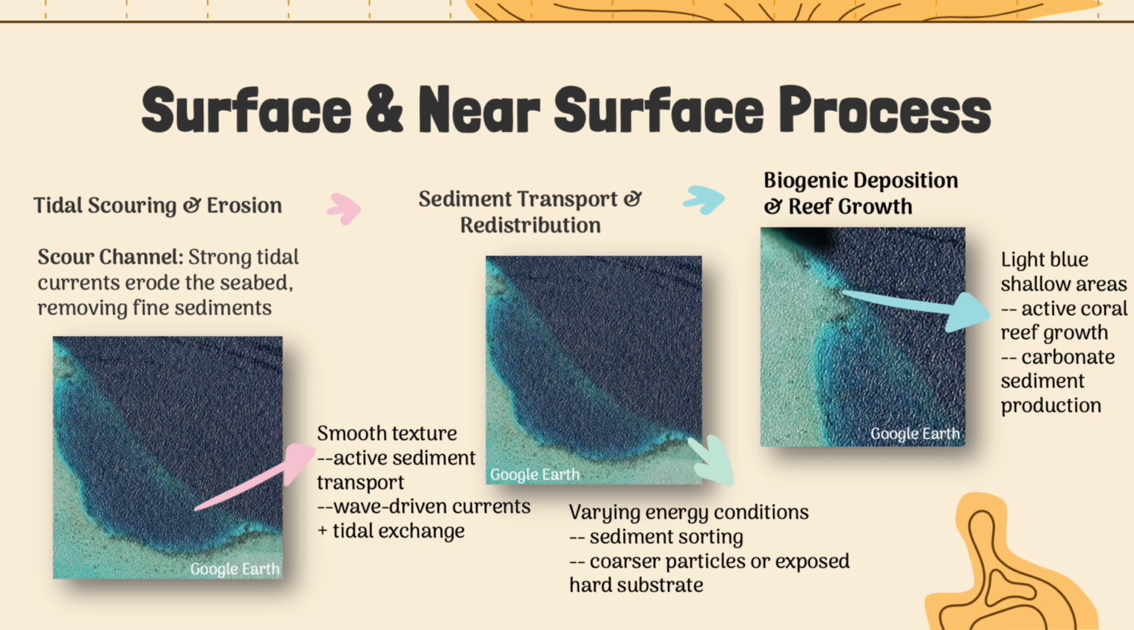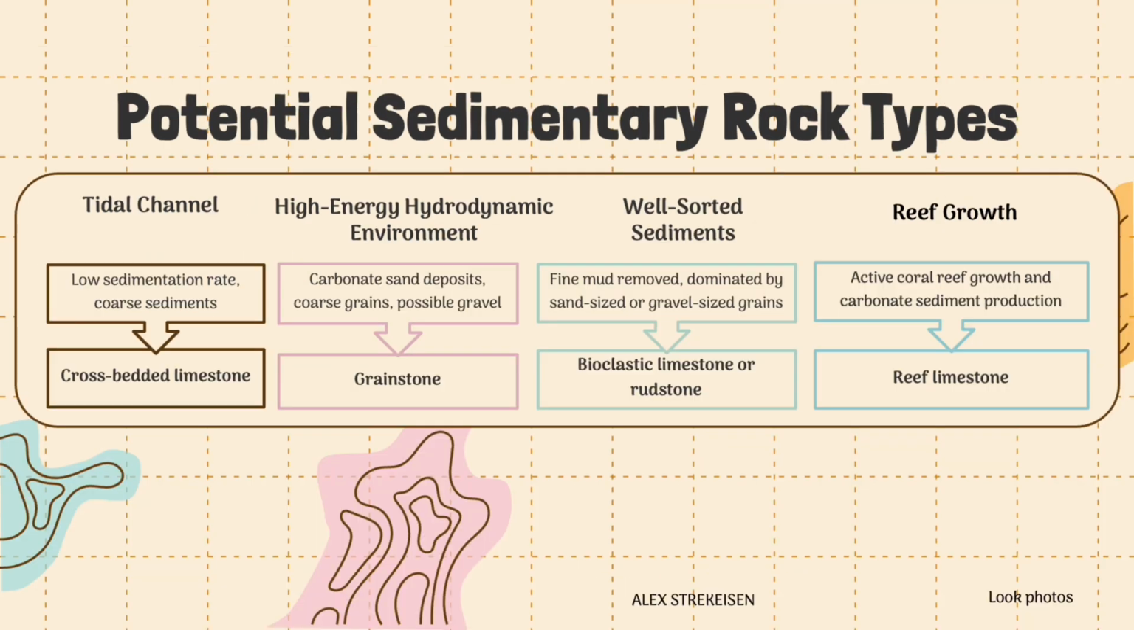In addition, the presence of light blue shallow areas signifies active coral reef growth, which produces new carbonate sediments that accumulate over time. When corals die, the skeletons break down into carbonate sand. Fast forward in time, what do we get?